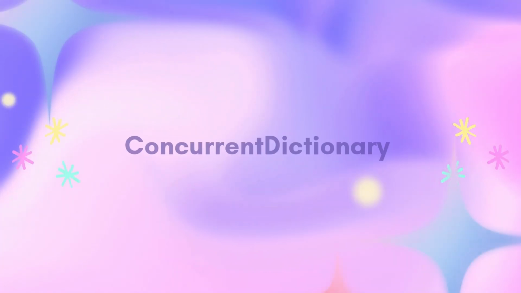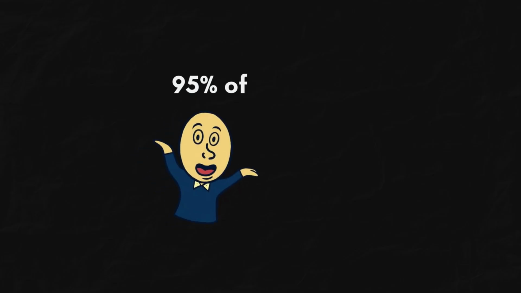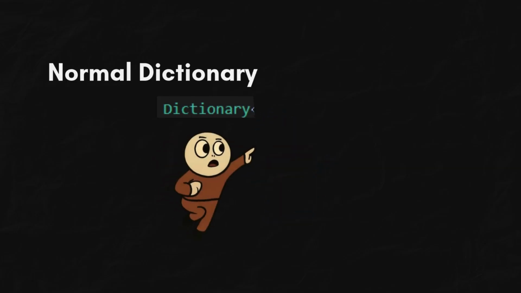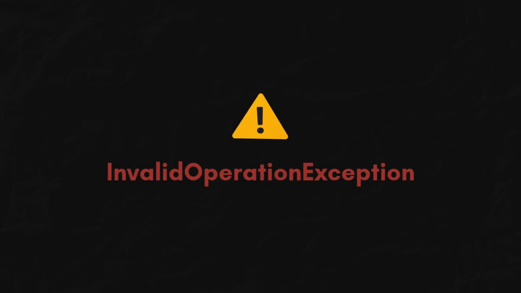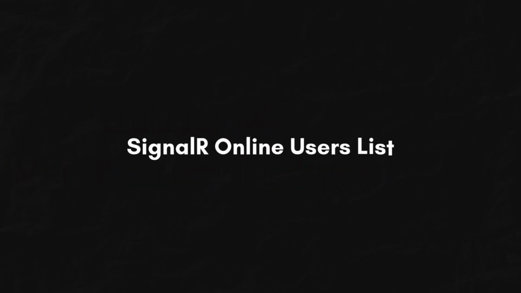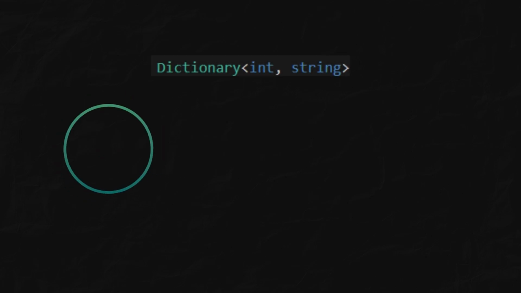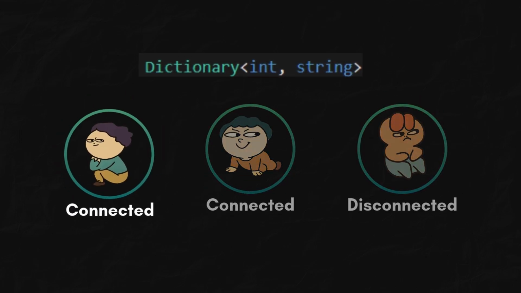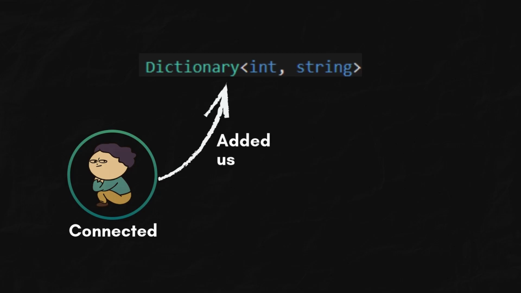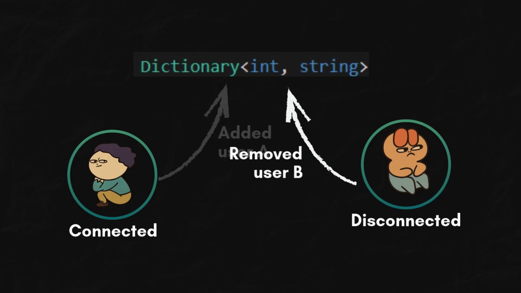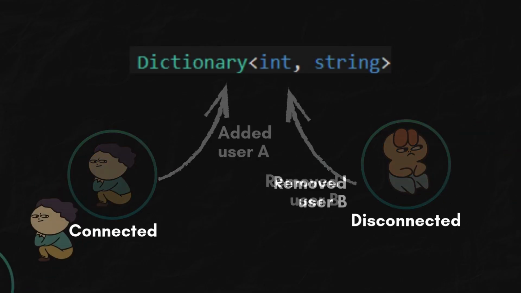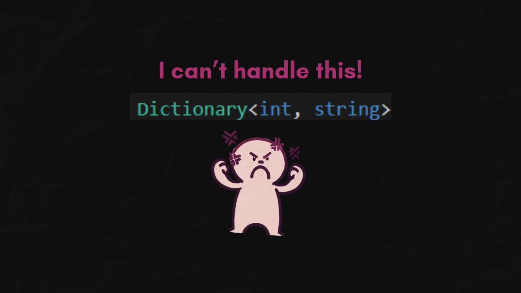Now, let's talk about ConcurrentDictionary. Yup, 95% of the time, a normal dictionary is already enough. But when multiple threads try updating the same dictionary at the same time, you get an InvalidOperationException. A classic example is the SignalR online users list. Users connect and disconnect randomly. One thread goes, "I add user A." The other goes, "I remove user B." Both need the same dictionary, and your dictionary will say, "Stop, I can't handle this."